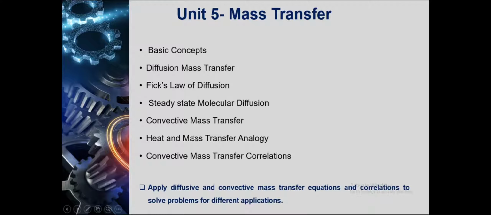As per our syllabus, the following topics are included in Unit 5: basic concepts of mass transfer, diffusion mass transfer, Fick's law of diffusion, steady state molecular diffusion, convective mass transfer, heat and mass transfer analogy, and convective mass transfer correlation. The course outcome for this unit is that, at the end of the unit, the student will be able to use diffusive and convective mass transfer equations and correlations for solving various problems related to mass transfer.